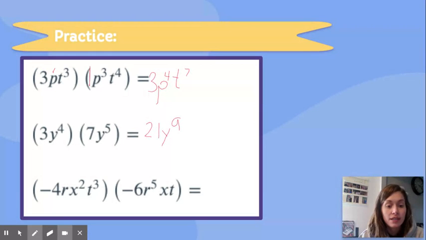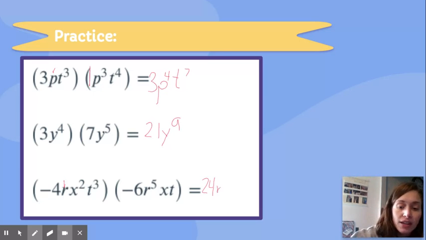All right, then the last example, we multiply the coefficients. So we have -4 times -6. 2 negatives make a positive, 24. So multiply the coefficients, we get 24. Then we do each variable one at a time. So we'll start with the r's. We have 1 r over here, r to the first, and 5 r's. So 1 r and 5 r together give us 6 r's, r to the sixth.